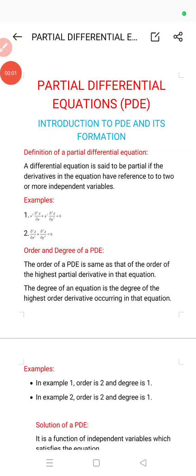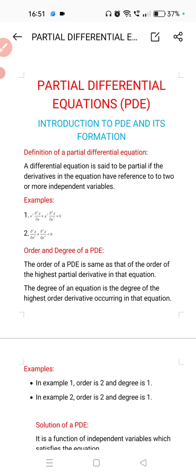Hi friends, today we are going to look at another very interesting topic called partial differential equations, which is present in unit 3 of first B.Tech, second semester. This unit has a very short syllabus and it is very easy for students to score more marks in it. In this slide, I am going to deal with the introduction to PDE and its formation.